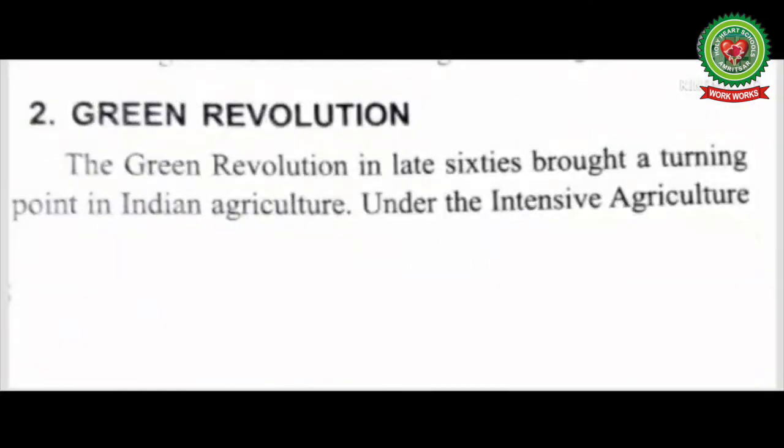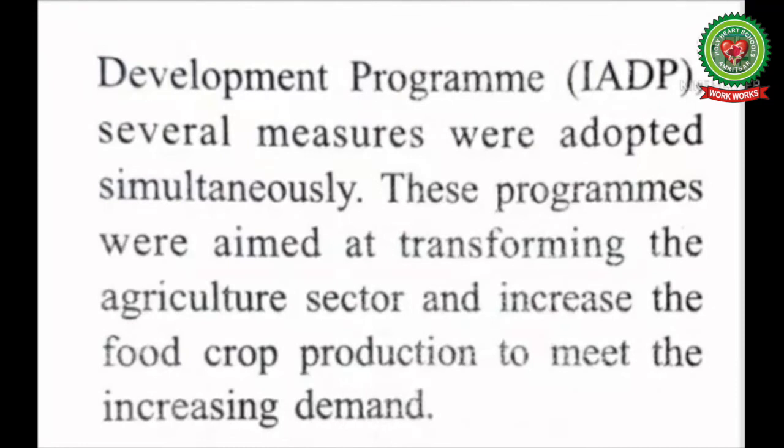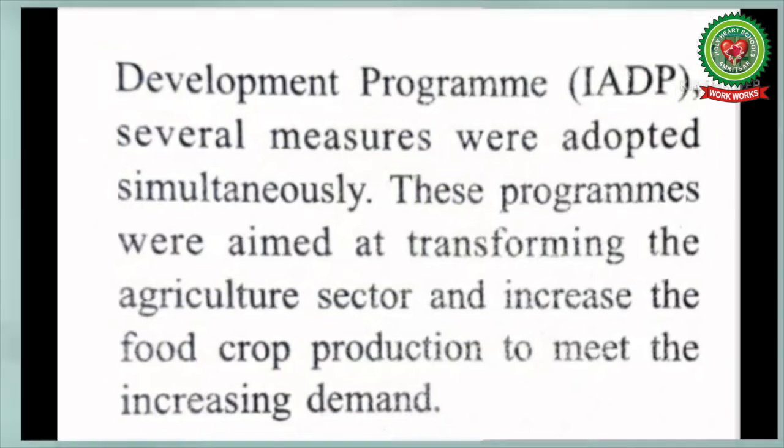Let's read the same topic, Green Revolution, on page number 205. The Green Revolution in late 60s brought a turning point in Indian agriculture. Under the Intensive Agriculture Development Program IADP, several measures were adopted simultaneously, means side by side. These programs were aimed at transforming the agriculture sector and increasing the food crop production to meet the increasing demand.